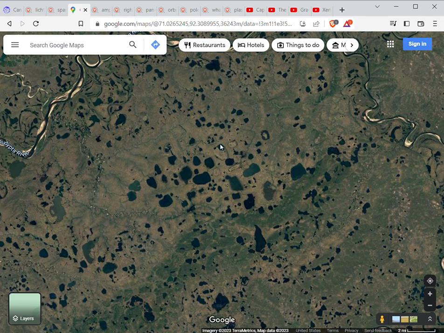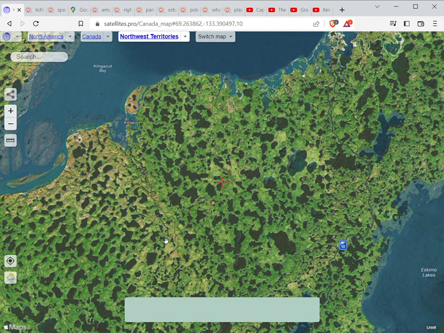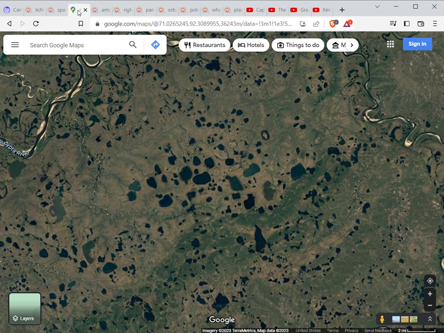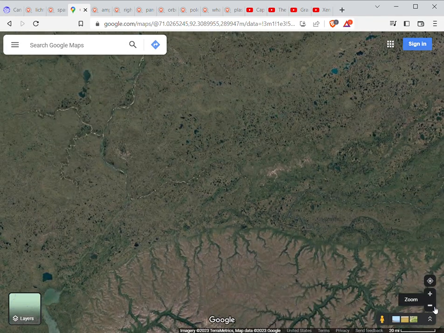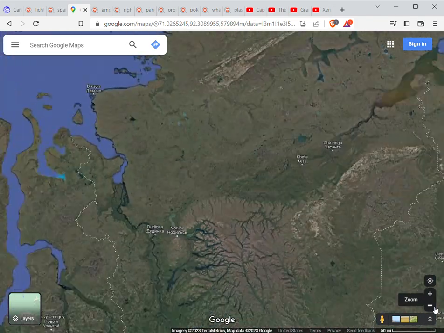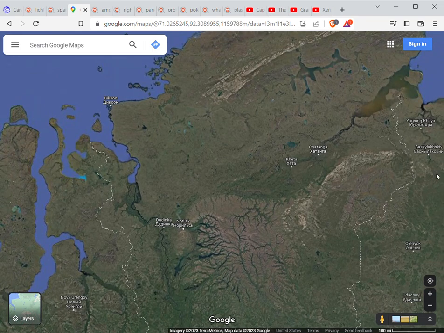And what am I looking at over here? I'm going to zoom out on this one. And I talked previously about how I thought a lot of this is carved in. The rivers were carving in. This is a really interesting area.